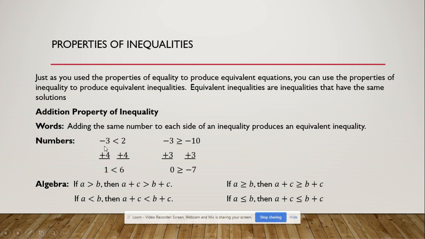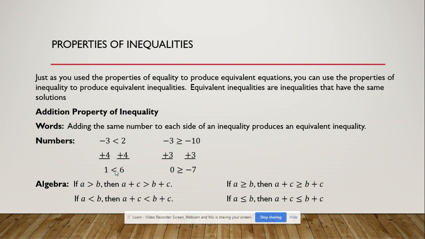Here we've got a nice true statement. -3 is less than 2. If I add a 4 to both sides, the numbers are going to get bigger. However, because the -3 started out lower, even adding that 4, it is still lower. And in fact, it's the exact same amount lower that it was before. In the beginning, it was 5 lower. Here, 1 is 5 lower than a 6. The same relationship still exists.